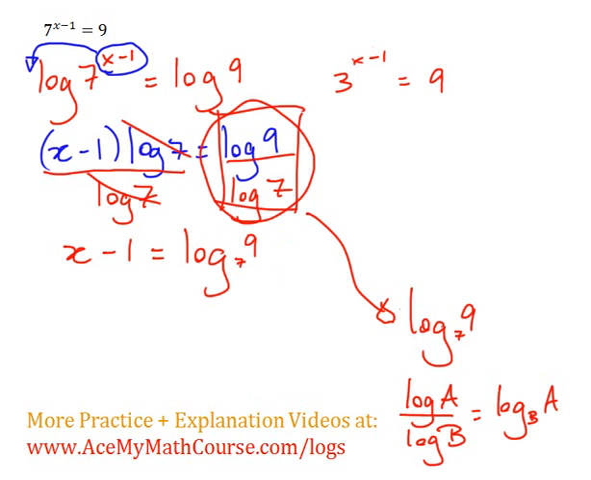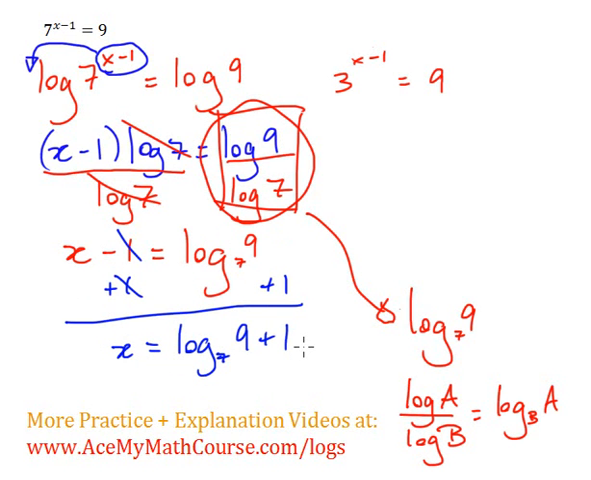Now, I still want to isolate x, so I'm just going to add 1 to both sides of the equation, and then we're done. So x equals log base 7 of 9 plus 1.